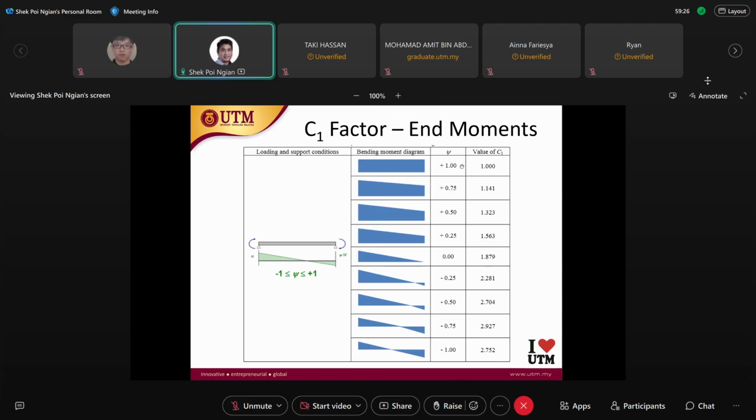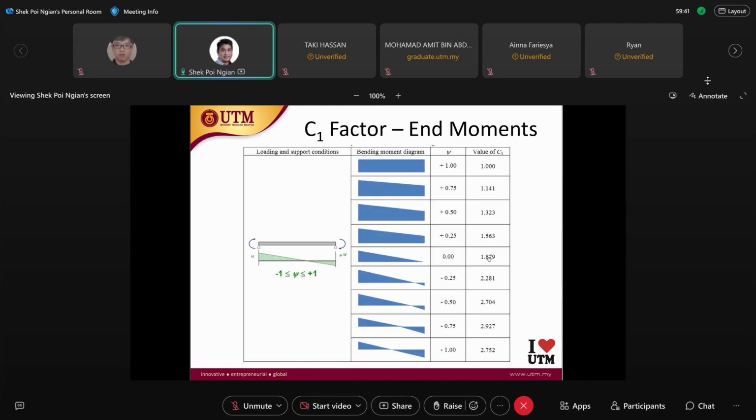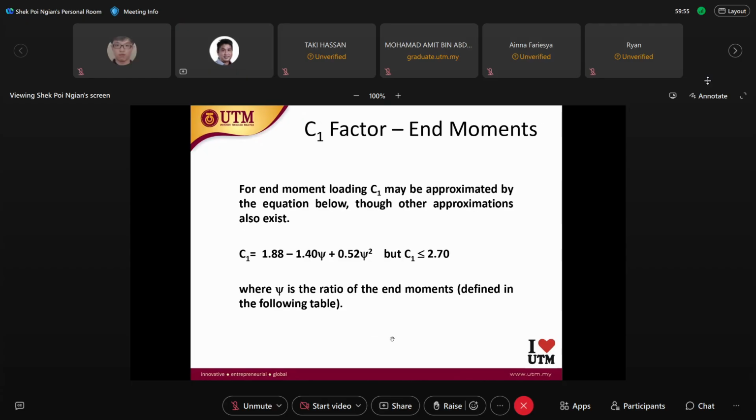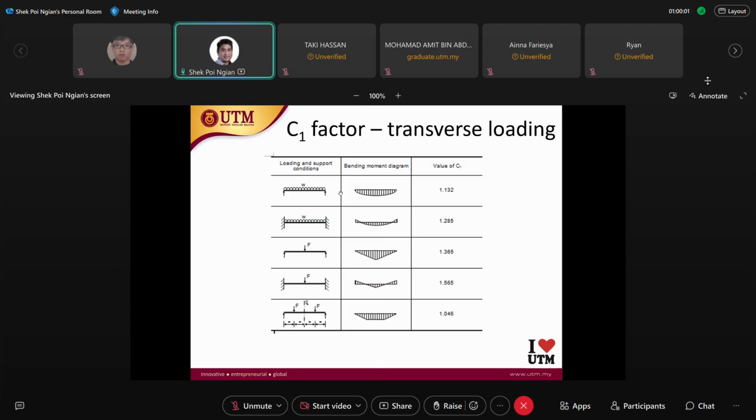So each psi has a C1 factor. Okay, it's a C1 factor. And this C1 factor actually comes from this equation. You get the C1 factor, you multiply with the formula here, you get your elastic critical moment.